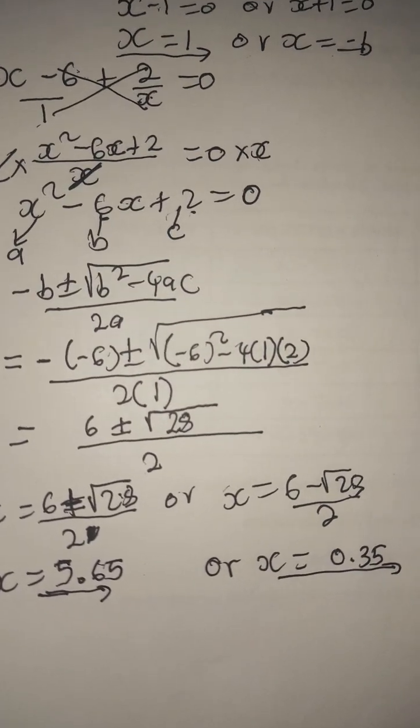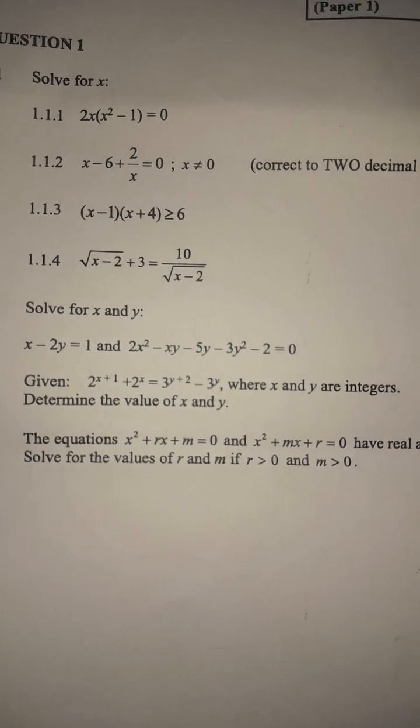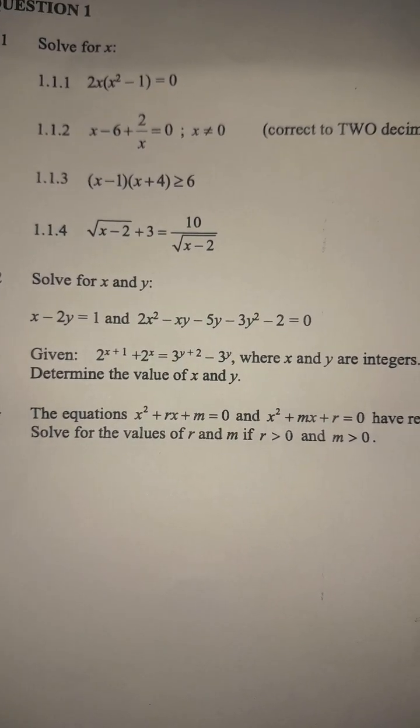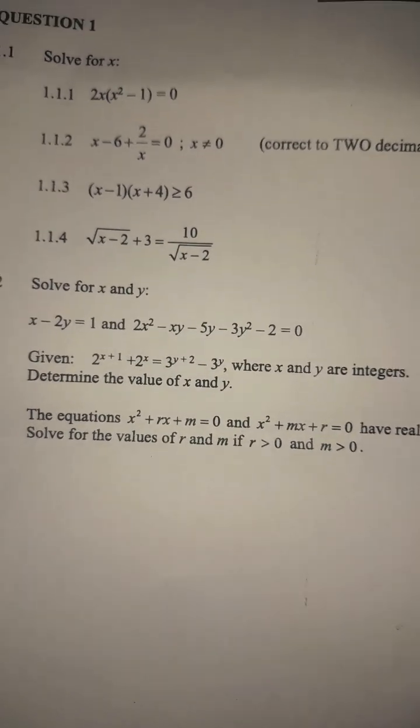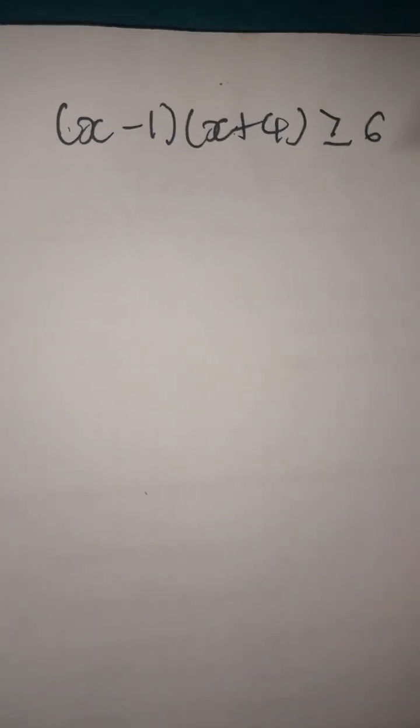Then let's go to 1.1.3 now. At 1.1.3, we are given a quadratic inequality. How many marks is that? That's 3 marks. First thing, guys, is to work out the brackets first. Let's put that into practice. We are going to use what you call a FOIL method.